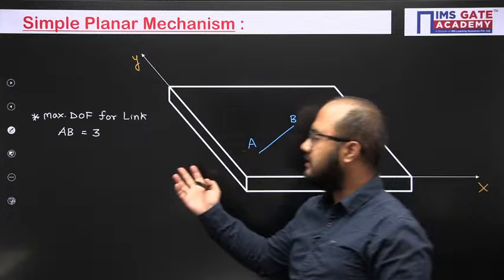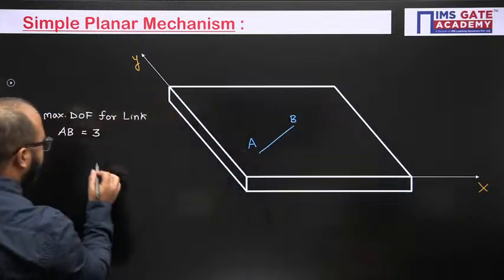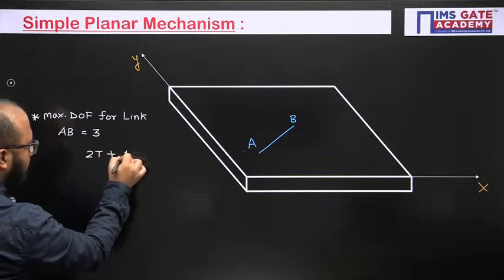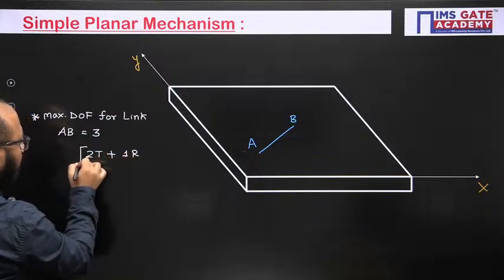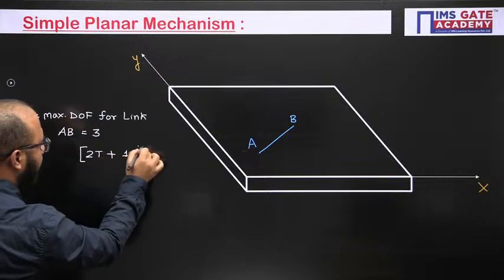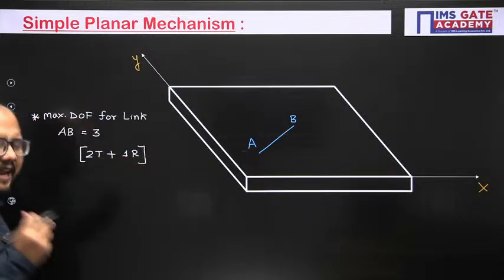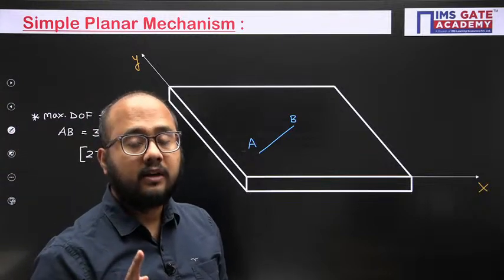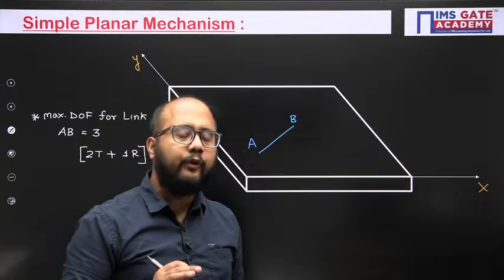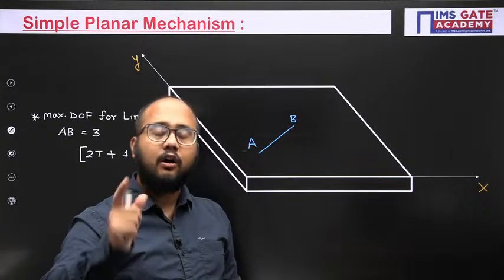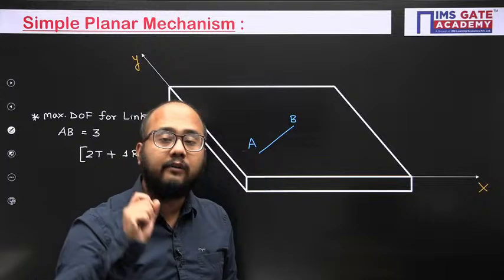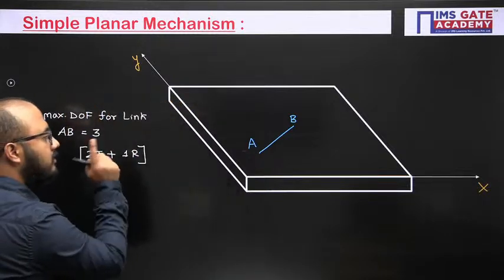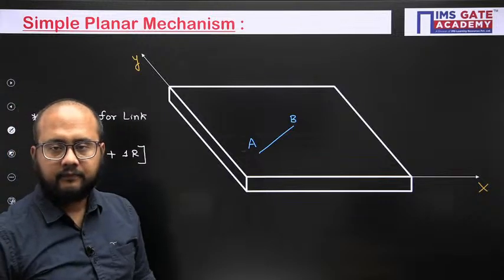So the maximum degree of freedom possible for link AB is 3. And where did this 3 come from? As I already told you, 2 translations are possible and 1 rotation is possible. So remember, the maximum degree of freedom of any link on a given plane will always be 3, and of that total 3 degrees of freedom, 2 are translation and 1 is rotation. Is this point clear?